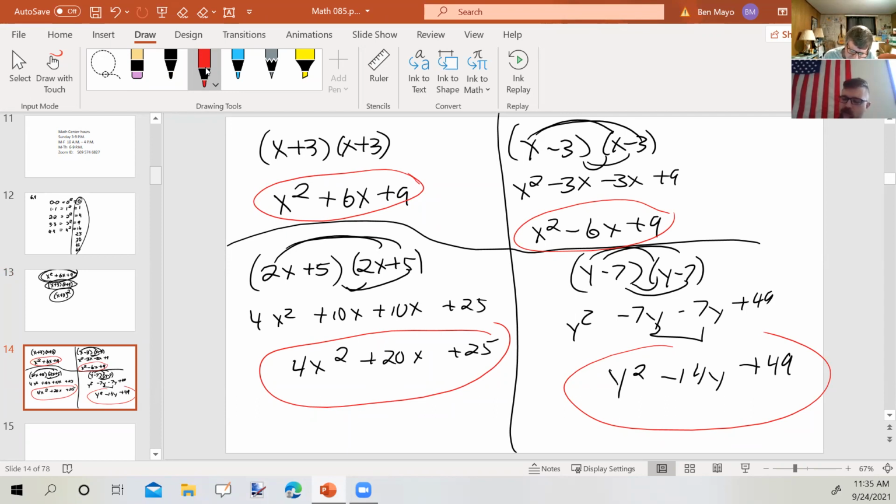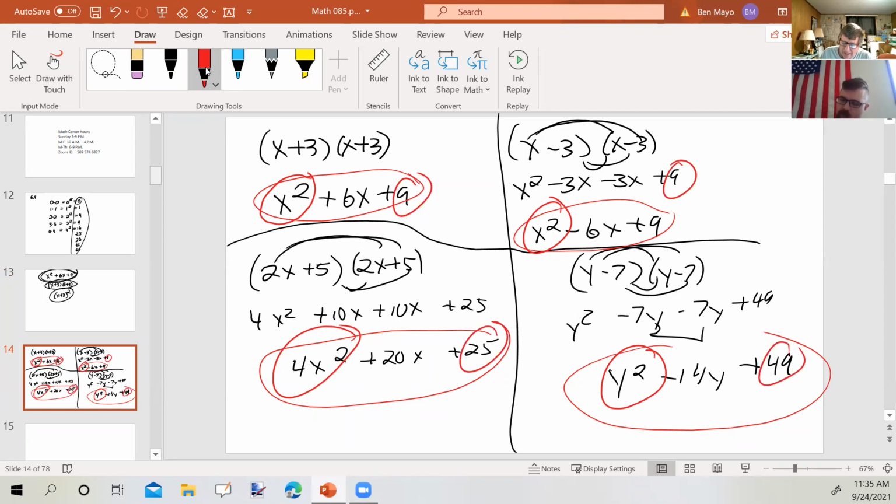Notice that in each case, the first term is a square. The last term is a square, and there is a plus sign in front of the last term, okay? So here are some characteristics of perfect square trinomials. The first term has to be a perfect square, or just a square, whichever. The last term has to be a square, and there needs to be a plus sign in front of it.